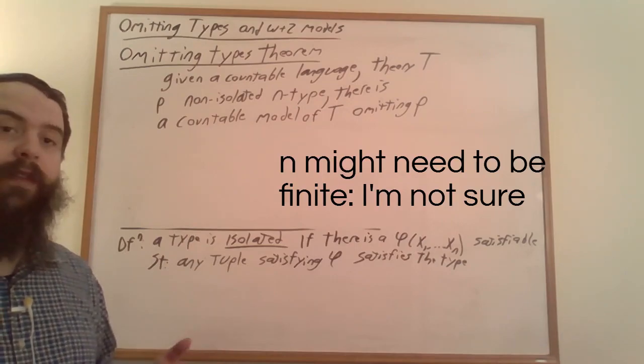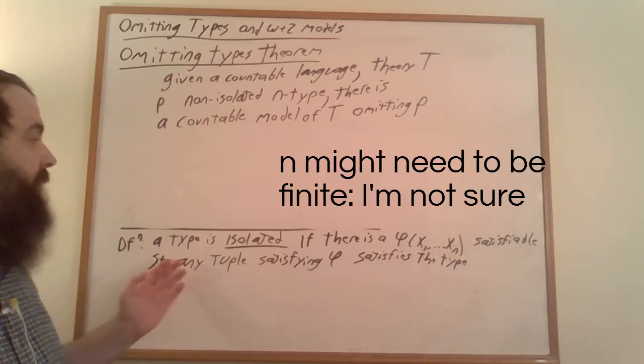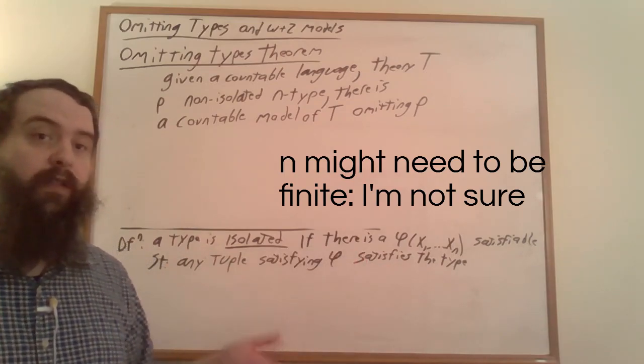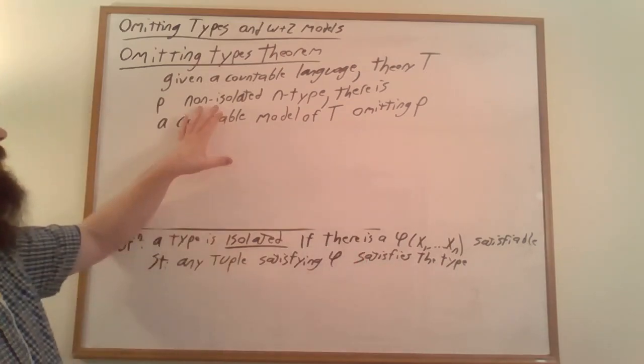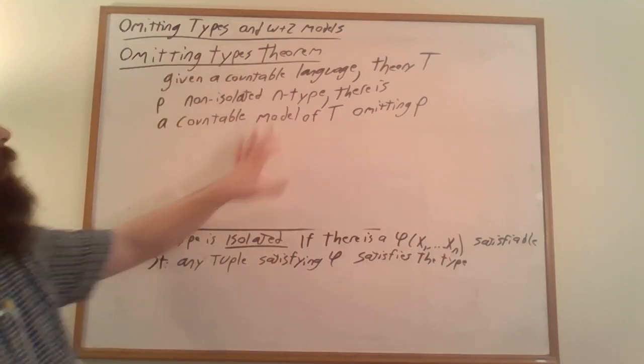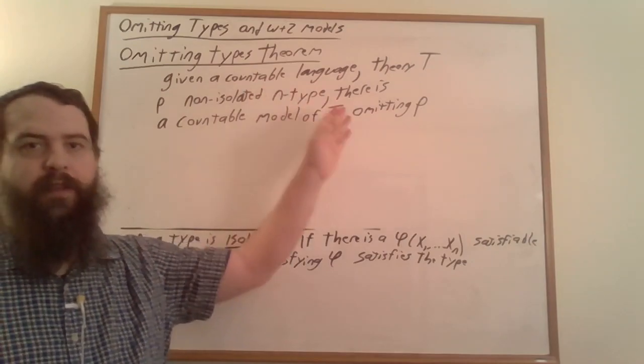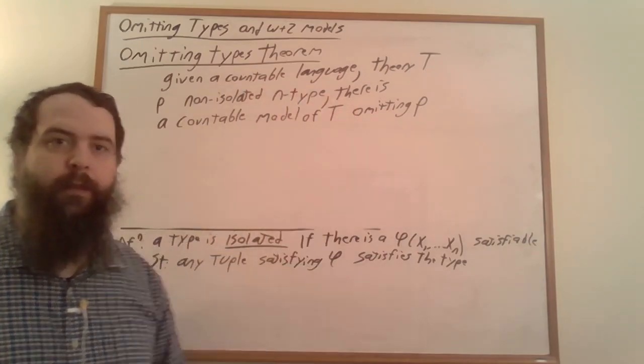The omitting types theorem says that while the question of manifesting or not manifesting isolated types tends to already be answered, in the case of non-isolated types, when the circumstances are right, we can omit those types. And of course, you could use a model existence theorem to manifest those types.